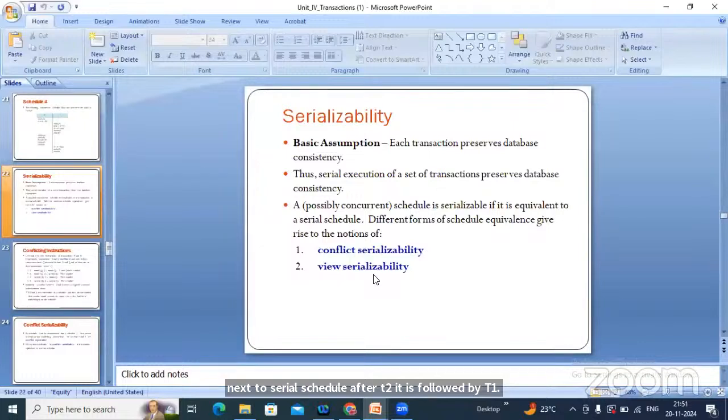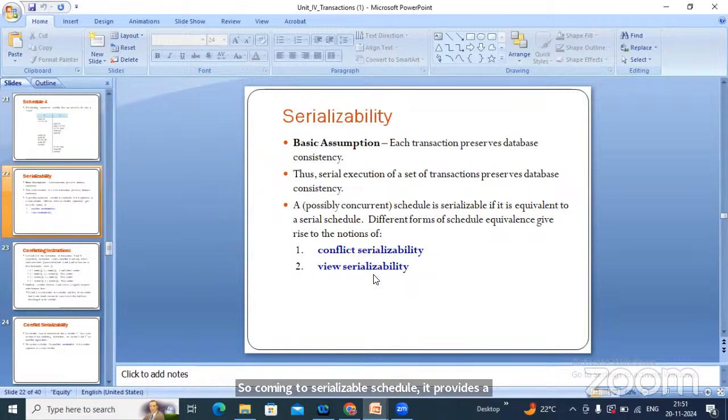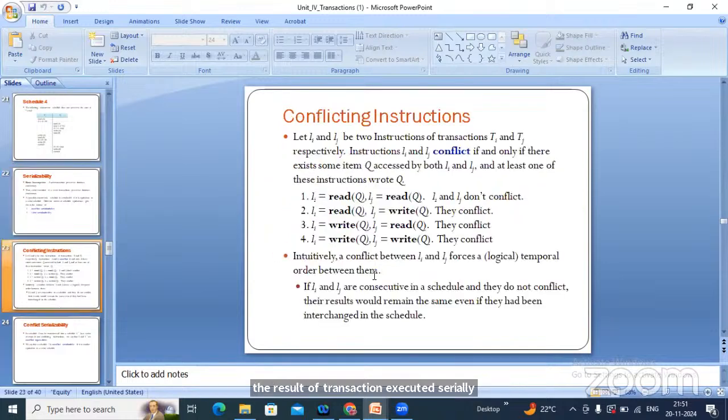Next, serializability. Serializability is a very important concept. It is used to find whether the given non-serial schedule is serializable or not. A serializable schedule provides a consistent result, whereas a non-serializable one gives an inconsistent result. A serializable schedule's result is equal to the result of its transactions executed serially, whereas for the other the result is not equal to the result of transactions executed serially. These are of two types: conflict and view serializability.